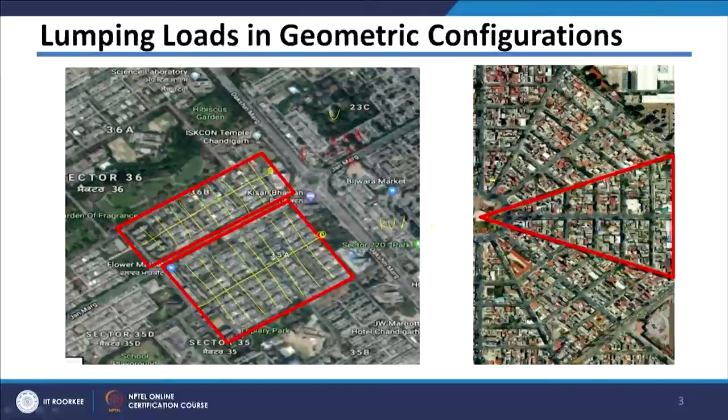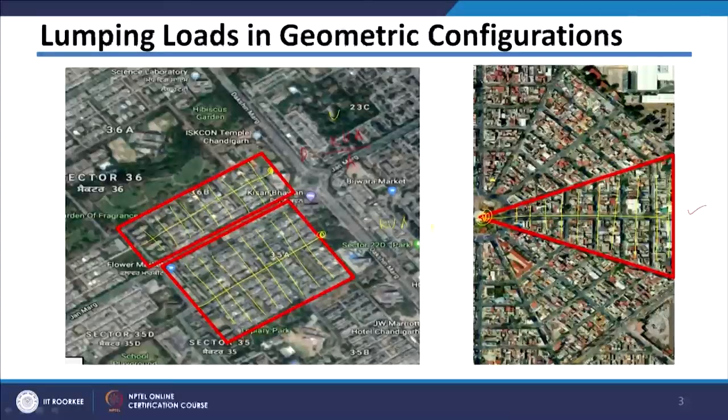Another area which I have shown here, we can see that the locality is arranged such that it forms some kind of triangular shape on the right hand side, and if there is a substation located at this place, and the primary feeder is going out from here, and then there are laterals connected to it, this will become your triangular configuration.